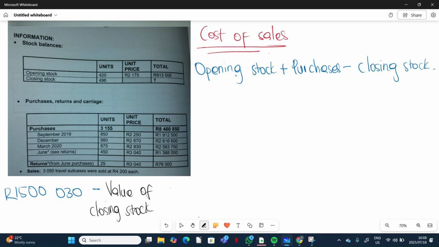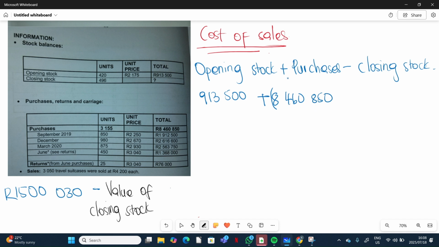Right. So now, how much was our opening stock? You can see here, opening stock we are given. It is 913,500. That is our opening stock. What about our purchases right now? Remember with purchases, how much did they purchase? They purchased 8,460,850. So they bought a stock of 8,460,850.